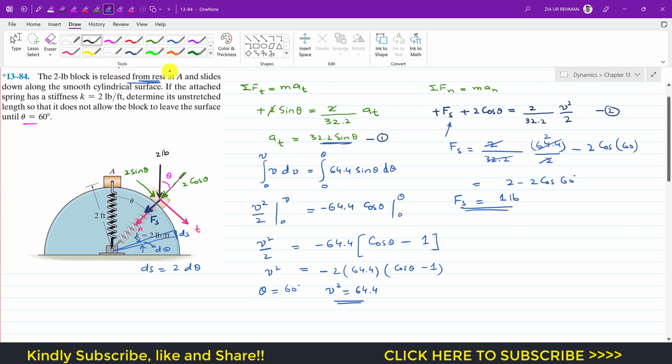Now we know that the spring force is equal to K times the change in length. So this is equal to 1 pound. And we can find the change in length: change in length is 1 divided by K, and K is given, which is 2 pounds per foot. So I can write this as 1 divided by 2, or we can say that the change in length is 0.5. So I will write that this is 0.5 feet.